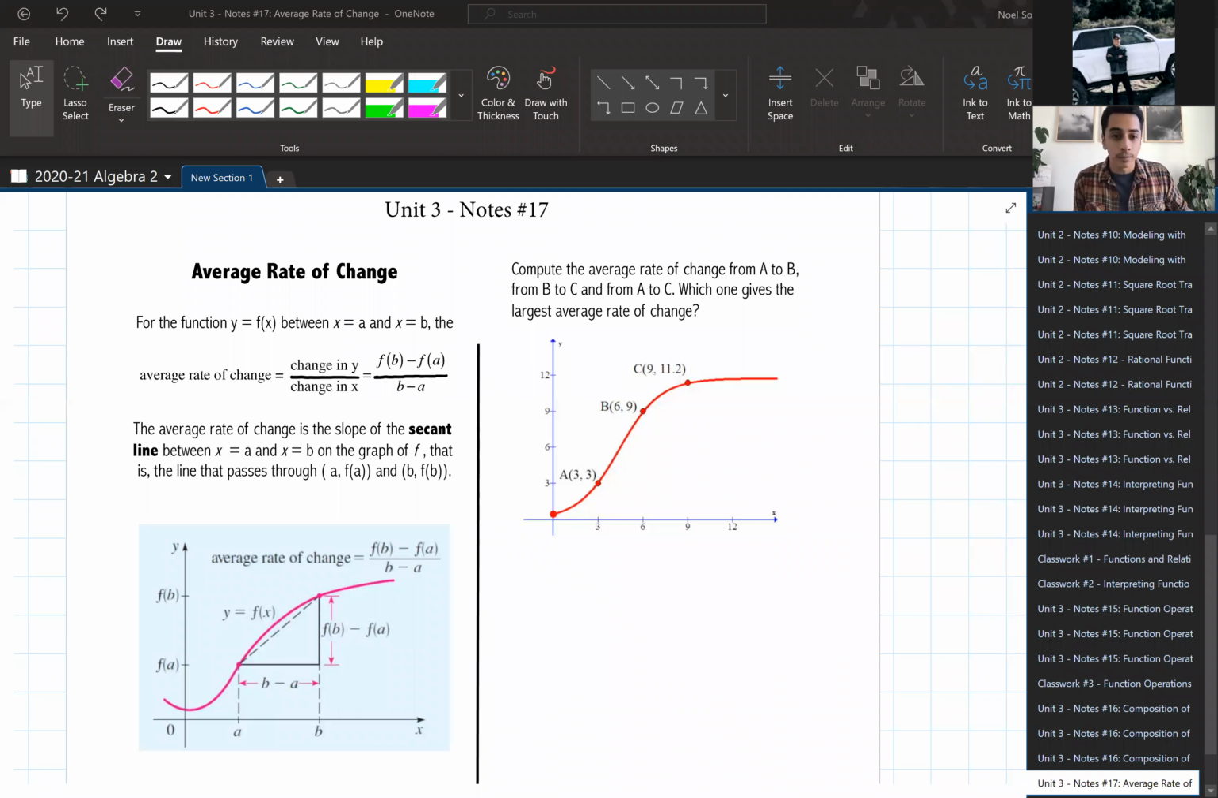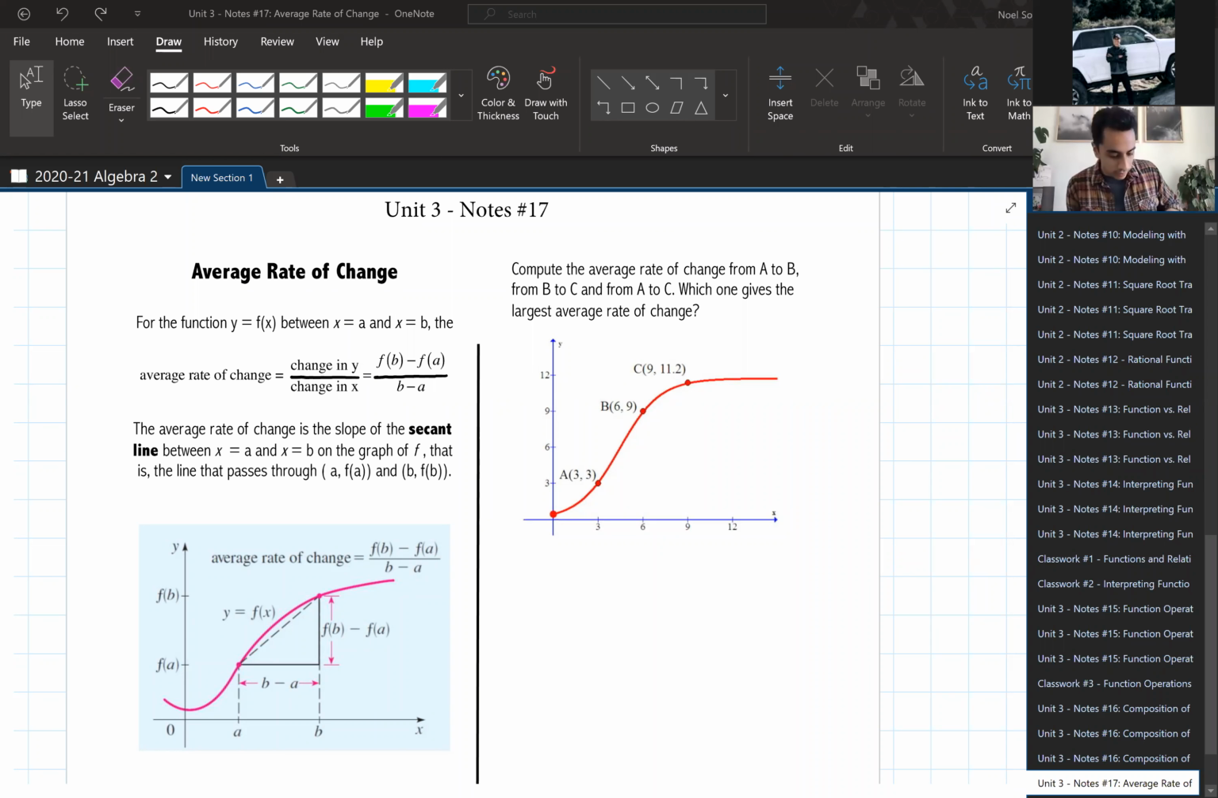All right, so what we're looking at is something called the average rate of change, right? And it looks a lot more complicated than what it really is, because the average rate of change is simply the slope. It's the slope between 2 points, okay?